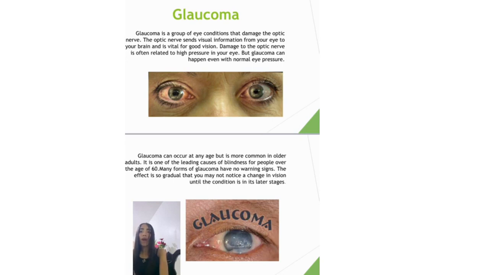It is one of the leading causes of blindness for people over the age of 60. Many forms of glaucoma have no warning signs. The effect is so gradual that you may not notice a change in vision until the condition is at a late stage.